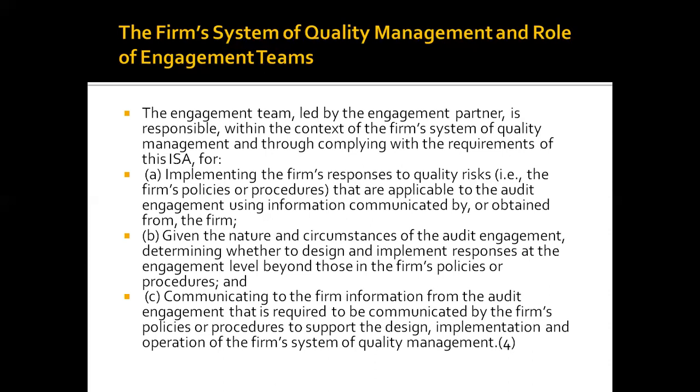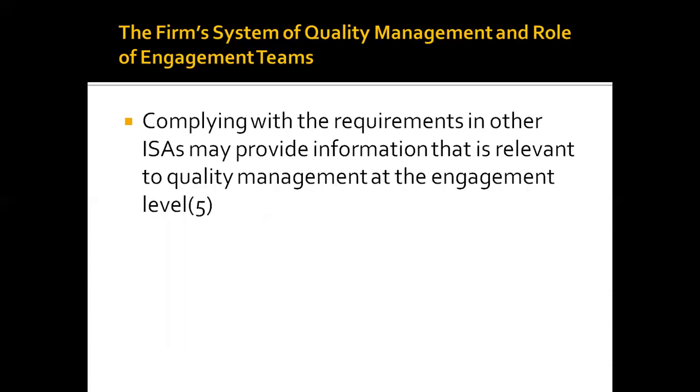Those policies and procedures must be communicated to the auditors or to the officers that those policies are meant to affect. Okay, so that is paragraph 4 of ISA 220. All right, the firms, so complying with the requirements in other ISAs may provide information that is relevant to quality management. That's paragraph 5. Keep on saying it.